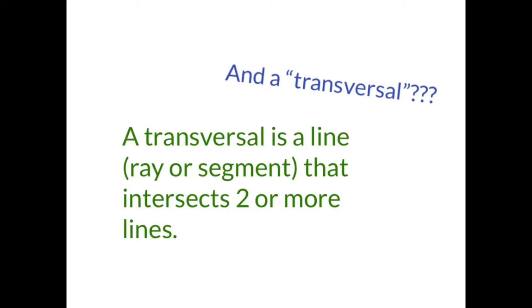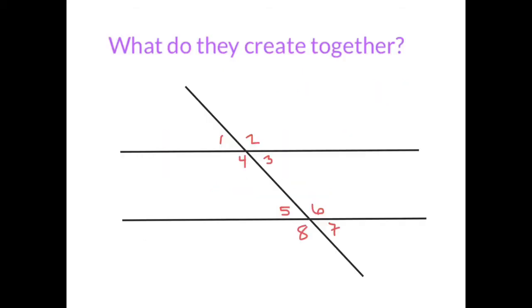All right, so the transversal part. Transversal is pretty simple, straightforward. It's a line, a ray, or a segment that intersects two or more lines. So together in our geometry classes, it creates a diagram that looks like this.